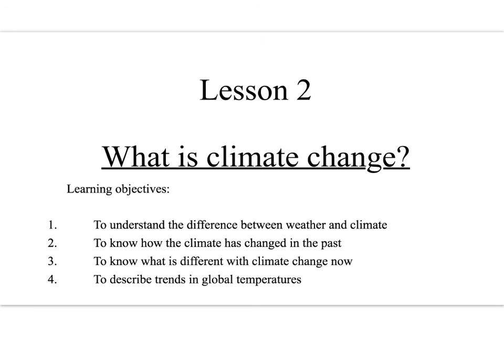So once again, in your notes, make sure you have information and you understand the points for these three objectives: how the climate's changed in the past, to know what is different with climate change now compared to previous changes in climate, and to describe the trends, so how global temperatures are changing over time. Okay, so those three objectives, make sure you've got notes that tick off those points, because again, these are key things you guys need to understand.